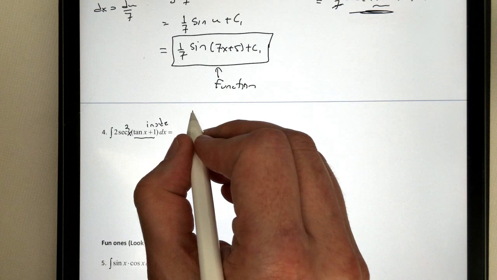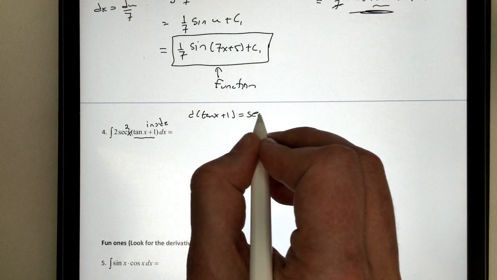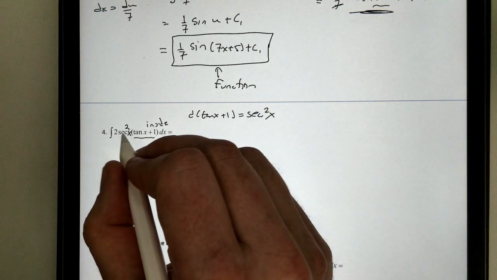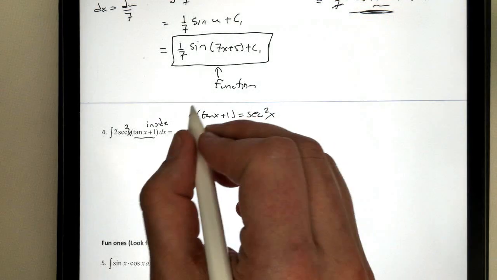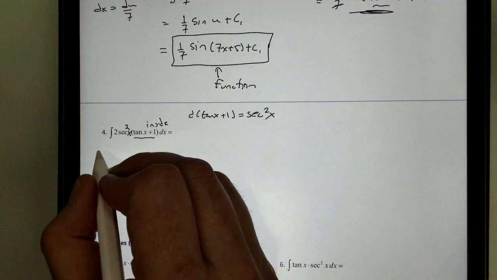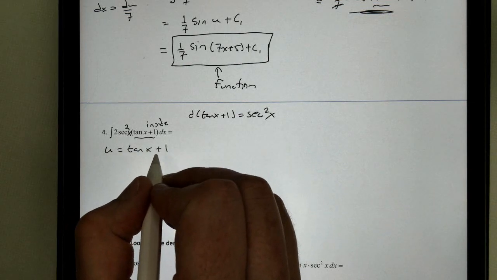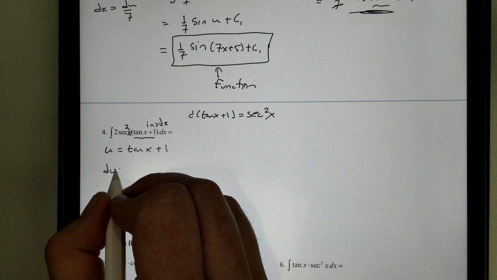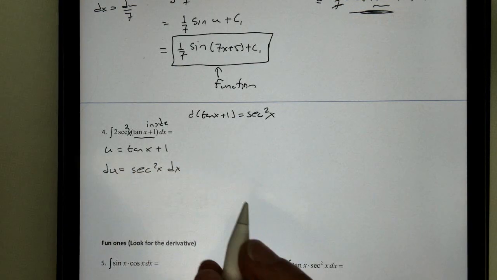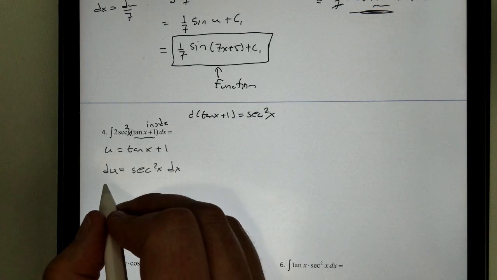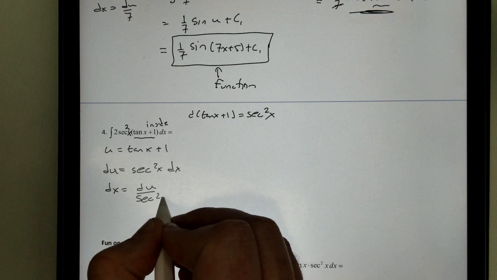If I took the derivative of tangent of x plus 1, that is secant squared of x. And that's exactly what's on the outside. So that's another way we can determine what u will be. So we're going to let u equal the tangent of x plus 1. Its derivative, du, is secant squared of x dx, from yesterday. And then dx would just be du over secant squared of x.